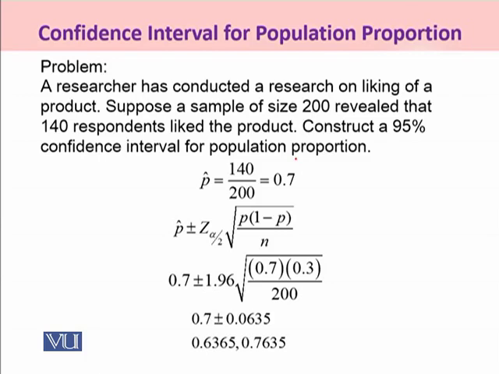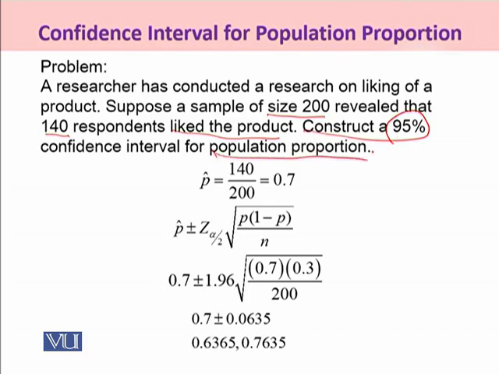So let us take an example so that you can better understand how to calculate the population proportion and how to estimate it through the confidence interval approach. The problem states, a researcher has conducted research on liking of a product. Suppose a sample of size 200 revealed that 140 respondents liked the product. So 140 students out of 200 like a particular specific product. What we are required to do is construct a 95% confidence interval for the population proportion.